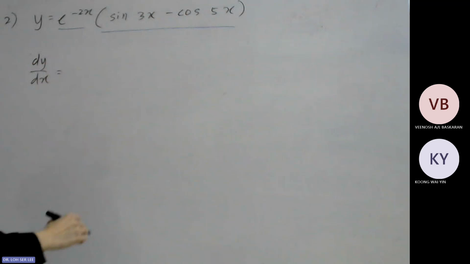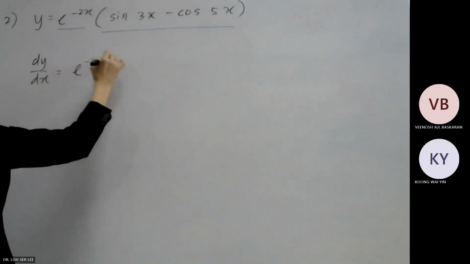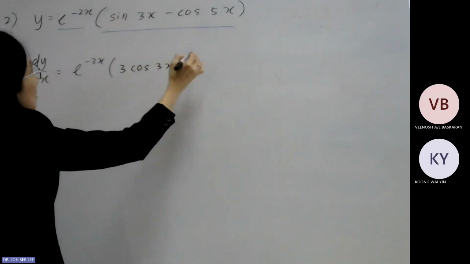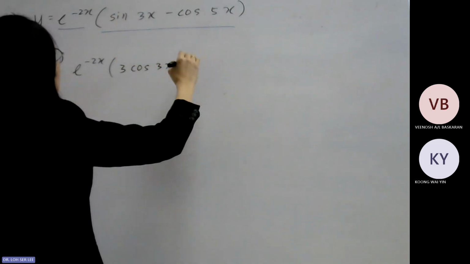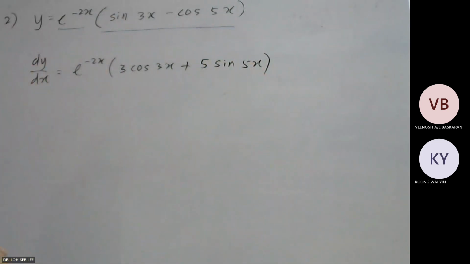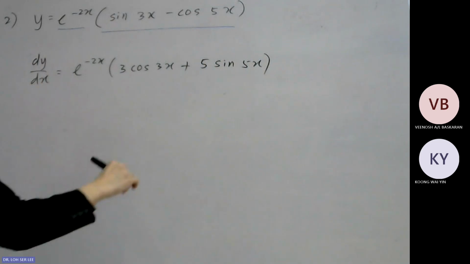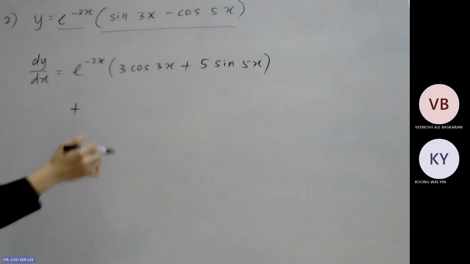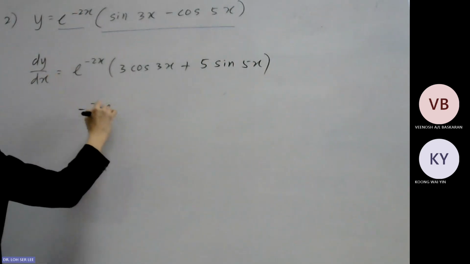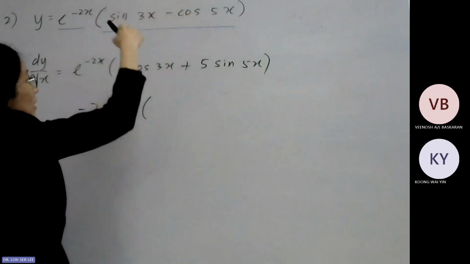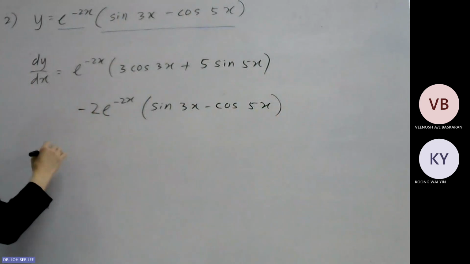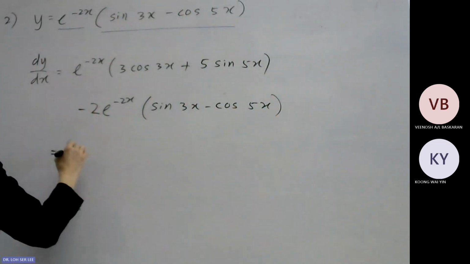Okay. So let's say I copy and then I differentiate this one. When I differentiate this, I get a 3 cos 3x, okay, plus 5 sine 5x. Then plus, now I differentiate this one. I get a -2, -2 e^-2x. Then I copy this. Simplify.